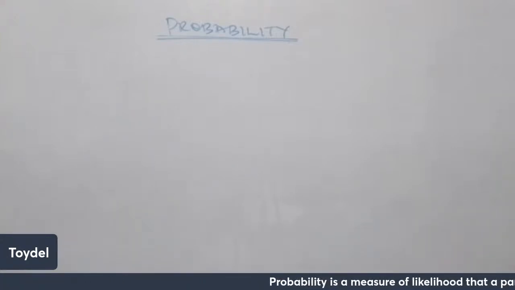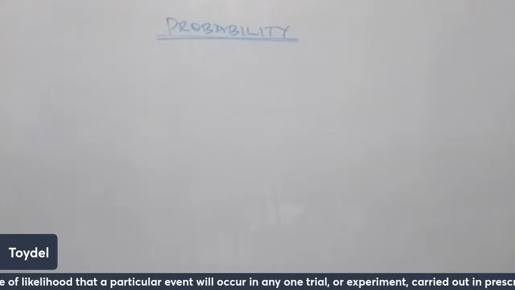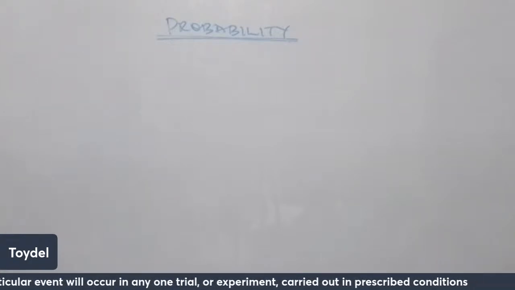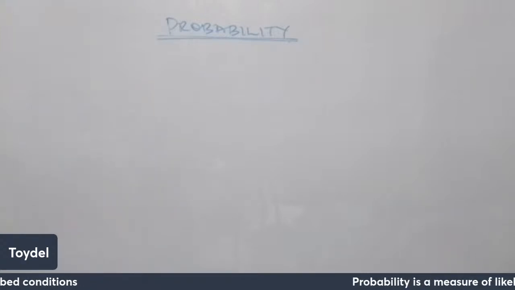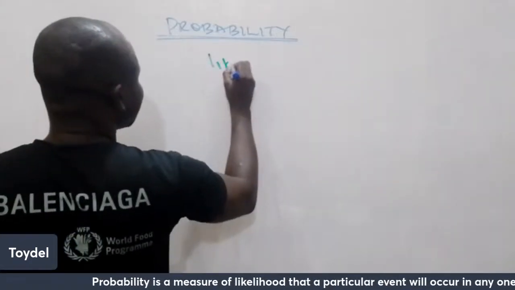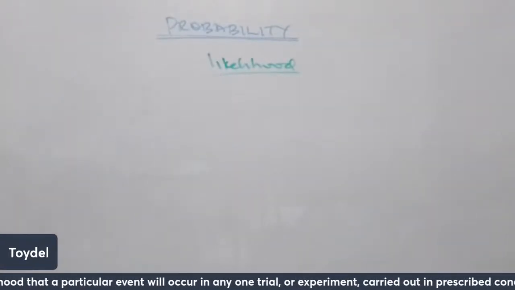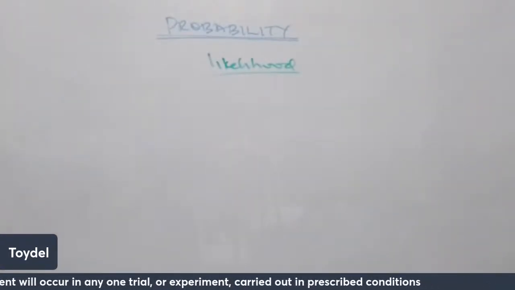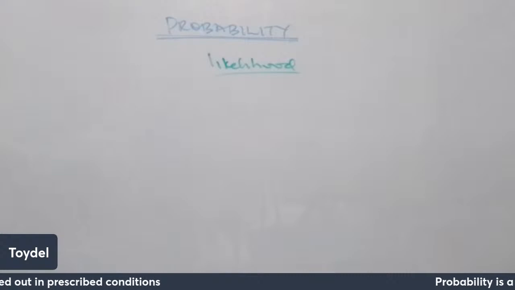What is probability? As we have it on the board. Probability is a measure of likelihood that a particular event will occur in any one trial or experiment carried out in a prescribed condition. So probability is the likelihood, from the word likelihood.